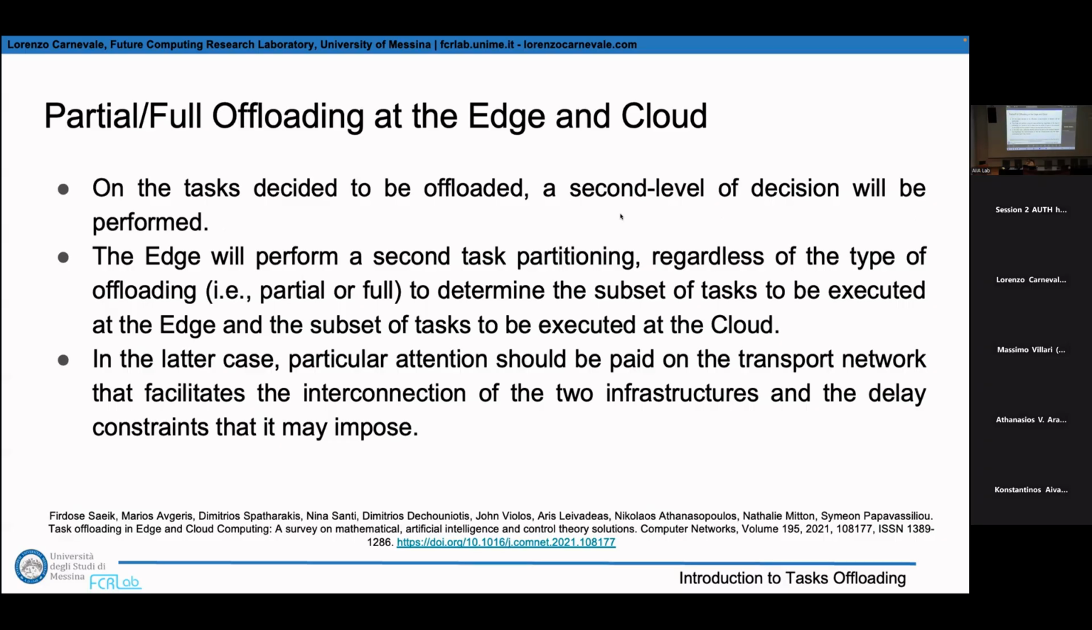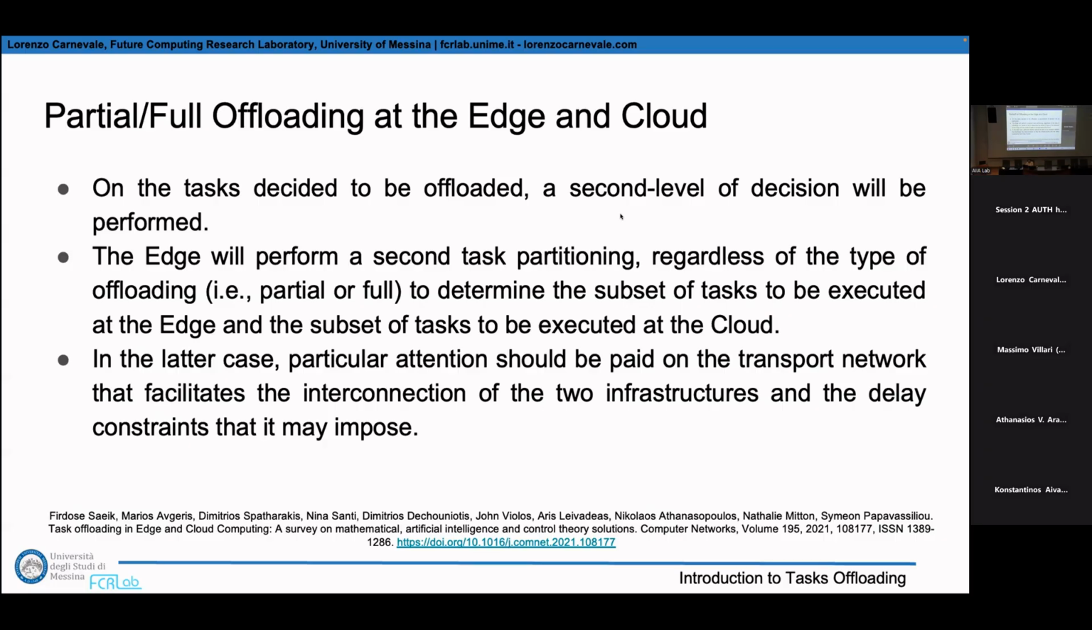On the tasks decided to be offloaded, then we can have a second level of decision. For example, the edge will perform a second task partition, regardless of the offloading, that could be still partial or full, to understand if the edge can run the full set of tasks that are offloaded inside this platform, or still, if the edge is able, according to the amount of resources that are available in that moment, to compute a subset of these offloaded tasks and then execute the remaining part in the cloud.